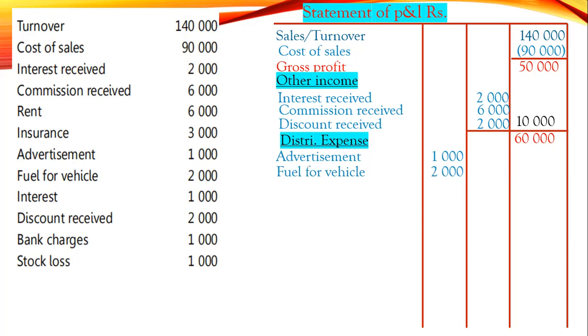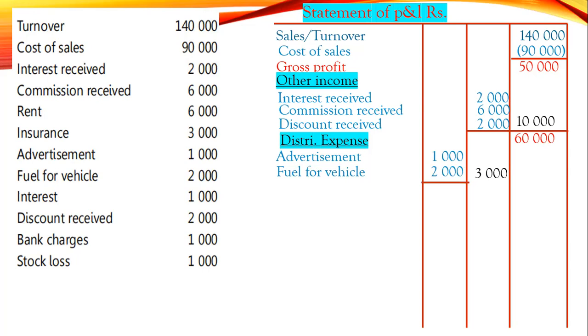So we can add the total of advertisement and fuel for vehicle. Total expense 3,000. That total 3,000 can be taken to the second column, 3,000 rupees. I hope you understand. You look at the pattern. You already know what is distribution expense, what and what come under distribution expense. So you consider the pattern, the way I have prepared the statement format.